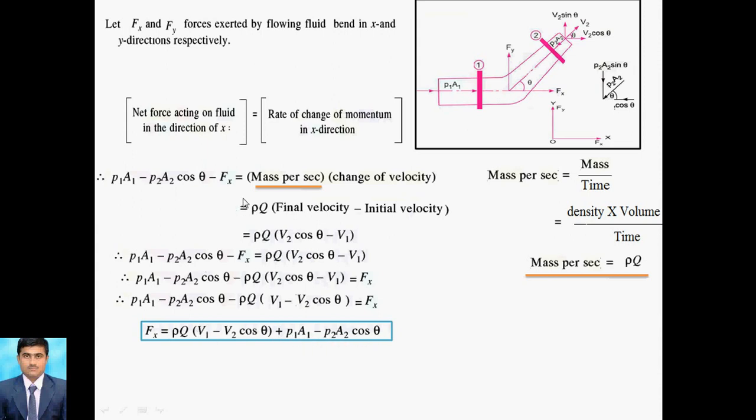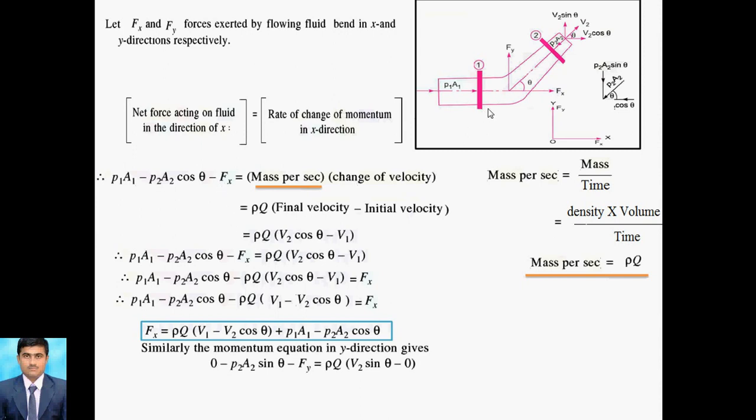This is for Fx. Now we go for the component in the y direction. In section 1, the component in the y direction is 0, so similarly the momentum is 0. Then we go for section 2. At that point there is an upward component present. That means the force is divided into two components because of the pipe bend. So instead of p2 A2 cos theta we write p2 A2 sin theta. p1 A1 is only on the horizontal side, not the vertical side, so we write 0.